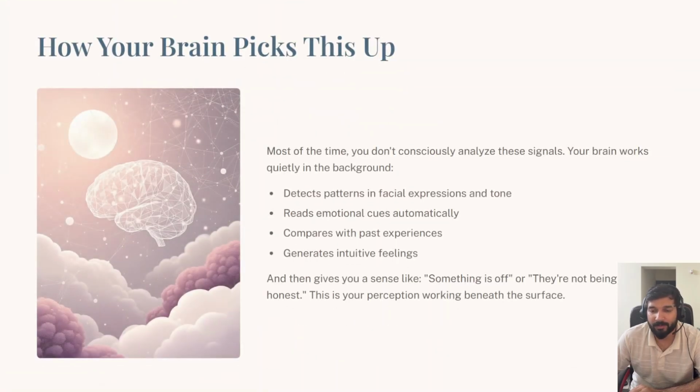How does your brain pick this up? Most of the time, you don't consciously analyze these signals. Your brain detects patterns, reads emotional cues, compares with past experiences, and then gives you a feeling like something is off, they are not being fully honest. This is your perception working quietly.